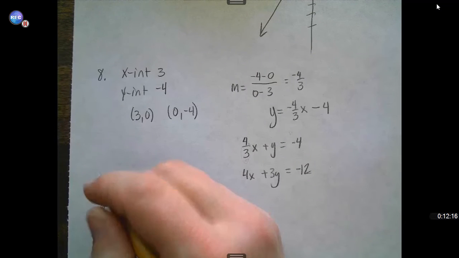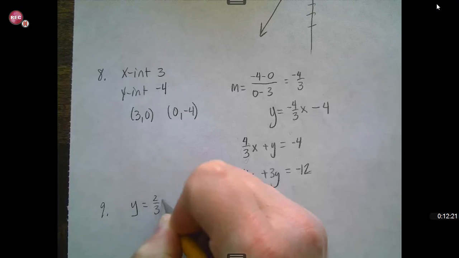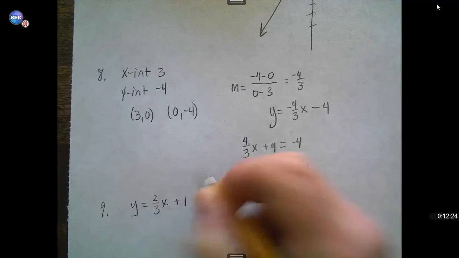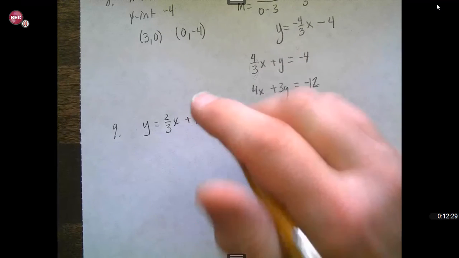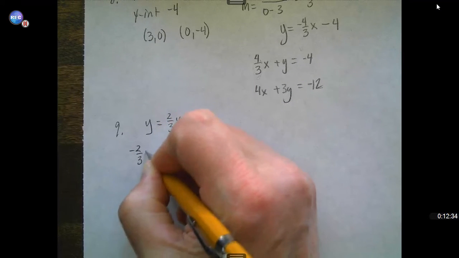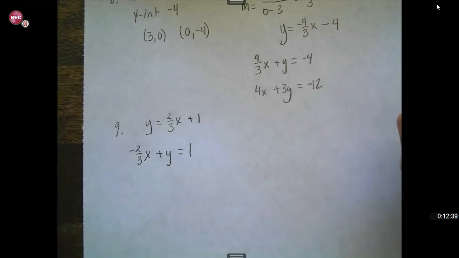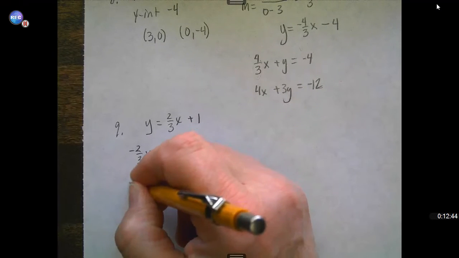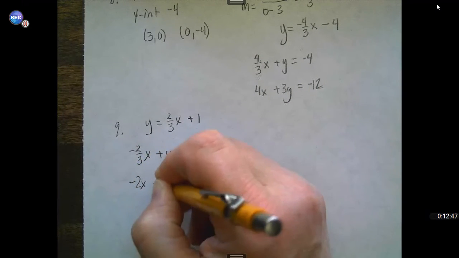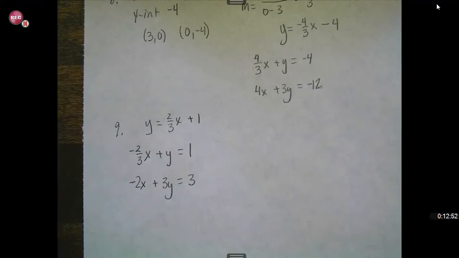Number 9. What is the equation in standard form of the line y equals 2/3 x plus 1? And so we just did that basically, right? To put that in standard form, I move the 2/3 x to the other side. So I'll have -2/3 x plus y equals 1. And then I have to multiply everything by 3 to get rid of that fraction. And I have -2x plus 3y equals 3. So that would be that equation in standard form.